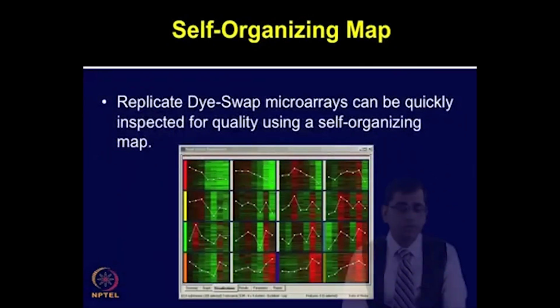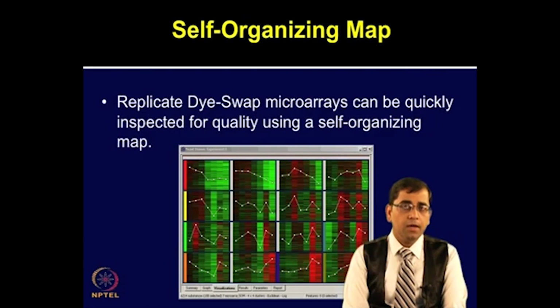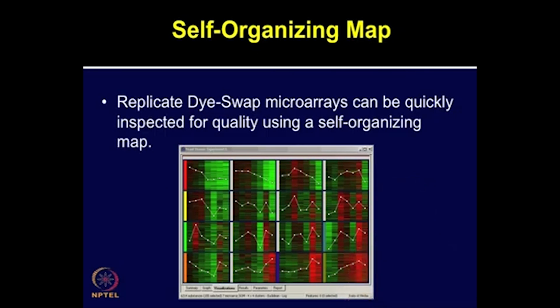Self-organizing maps. In microarray experiments, it is important that you perform dye swap experiments to avoid any effect of Cy3 or Cy5 dye labeling, so that there is no bias for labeling in control and the treatment groups. To replicate dye swap, microarrays can be quickly inspected for quality by using a self-organizing map such as the one shown here in this slide.